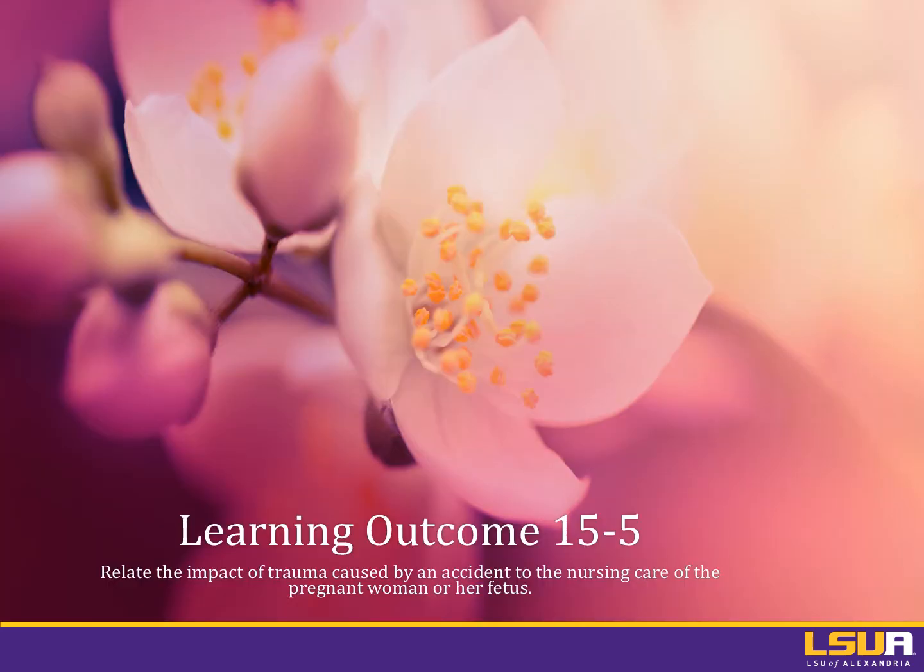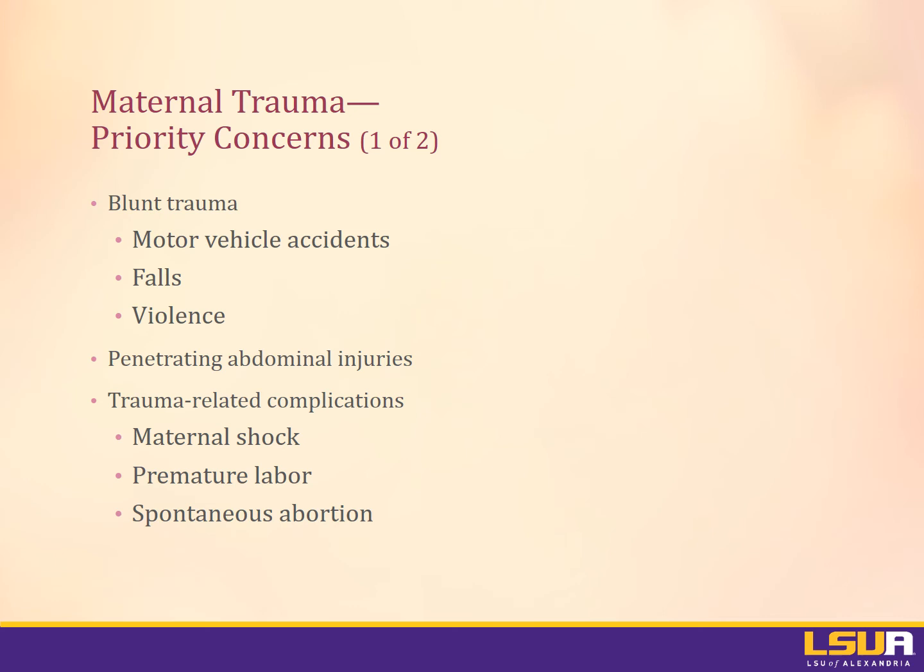Trauma to a pregnant woman and her fetus, a big complication. Blunt trauma from a motor vehicle, a fall, or violence are a priority concern. Of course, penetrating abdominal injuries. And the complications from these are maternal shock, premature labor, or spontaneous abortion.